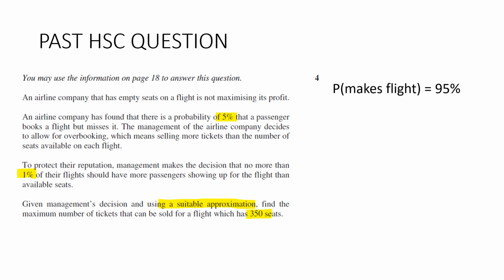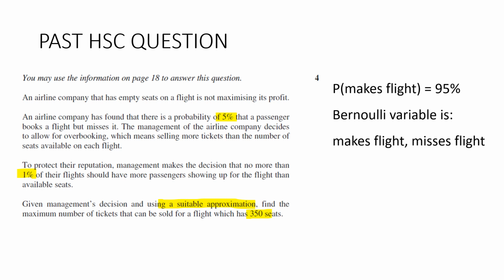So the first thing that I can see is that the probability that any passenger makes the flight is 95%. Now we're wanting to form a binomial distribution, and a binomial distribution is made up of Bernoulli random variables. So we're looking for a success-fail type situation. Can you see that that would be makes the flight, misses the flight? Now it doesn't matter if you make success making the flight or if you make success missing the flight, as long as you're consistent. I'm going to make success making the flight.